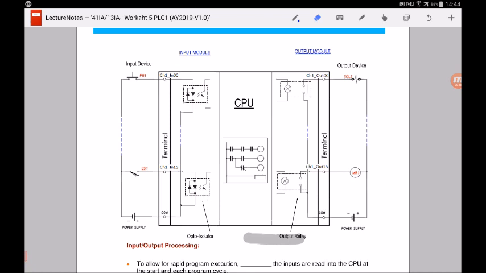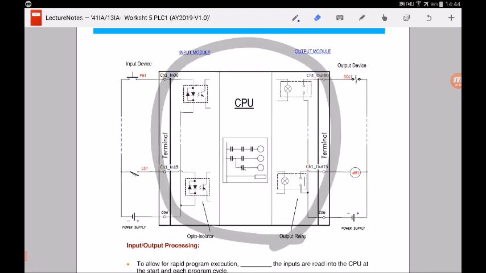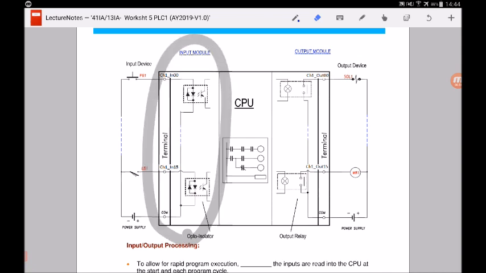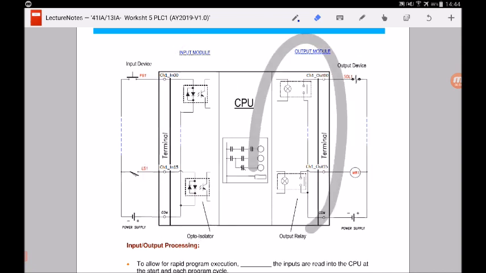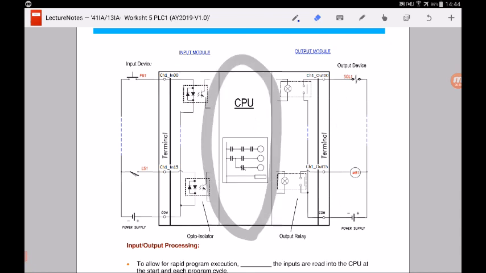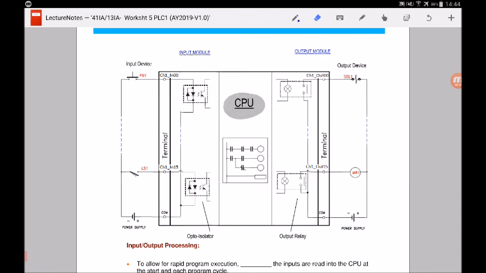So over here, we are showing you the generic block diagram of the PLC. On the left here, we have the input module, and on the right here, we have the output module of the PLC. In the center here, this is the brain of the system, which sometimes we call the central processing unit, where you will write the program using your computer and then transfer the program into the PLC.